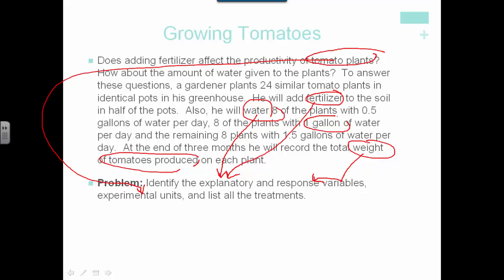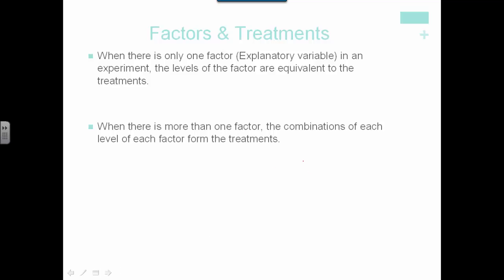So each of these, the 0.5 gallons, the 1 gallon, and the 1.5 gallons of water, will have treatments for fertilizer and no fertilizer. When there's only one factor or explanatory variable in an experiment, the levels of the factor are equivalent to the treatments. When there's more than one factor, the combinations of each level of factor form the treatments.